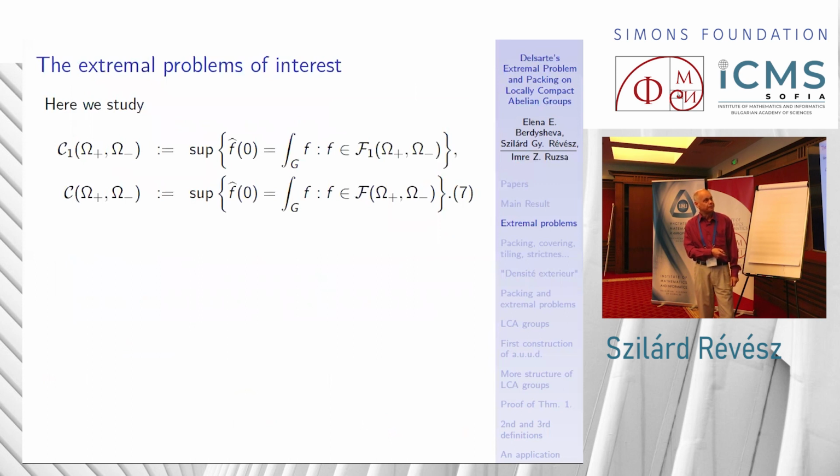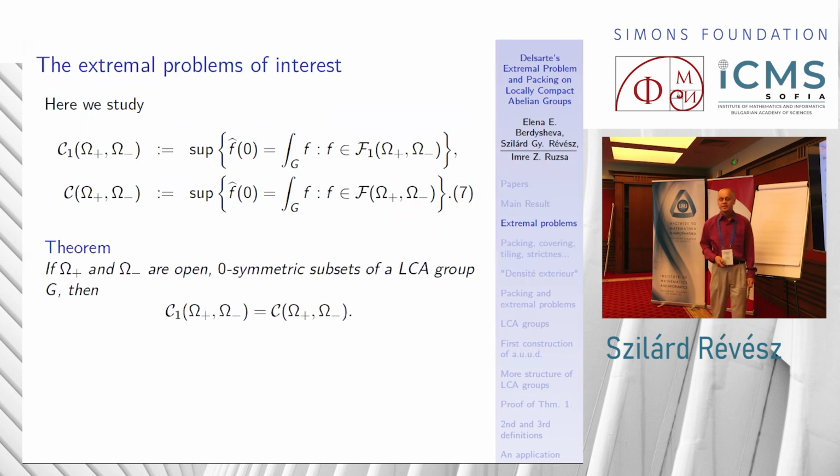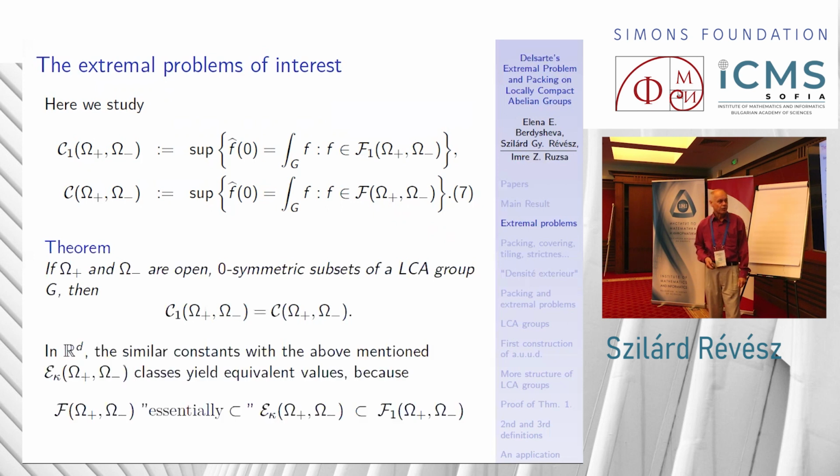Now, okay, so here we study the following two extremal problems. So we have defined these classes, and the goal is to maximize the integral of the function, that is, the Fourier transform at 0, for both classes. But actually this is the same. This is the first theorem. We proved that these two extremal constants match. It has a lot of consequences. For instance, if we come back to R^d, then it is not difficult to see that the Cohn, Elkies, Viazovska class or approach gives also the same.